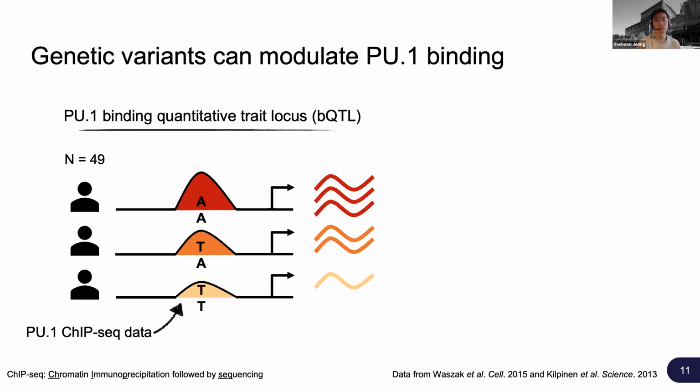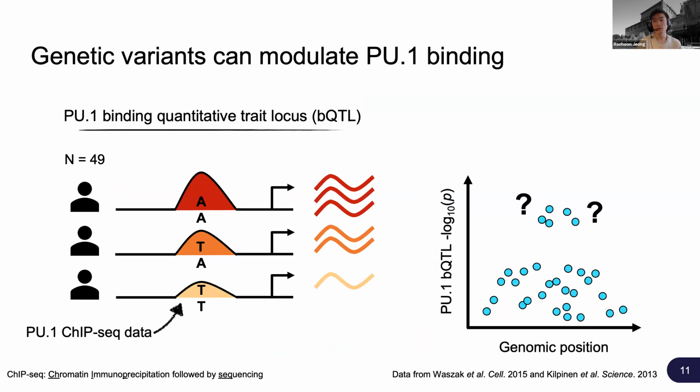Then we need to identify the genetic variants that modulate PU1 binding. For this purpose, I analyzed PU1 ChIP-seq data from 49 genotyped individuals to identify PU1 binding quantitative trait locus, or QTLs. And just like GWAS, there can be many correlated variants with similarly strong associations, making it seemingly difficult to know what the causal variant is just by the association statistics.